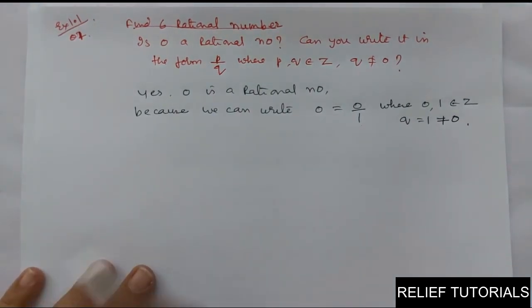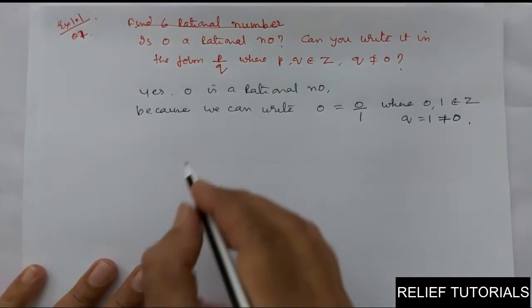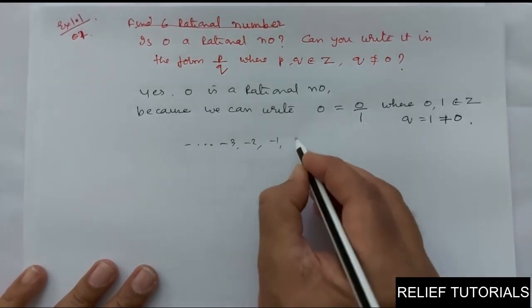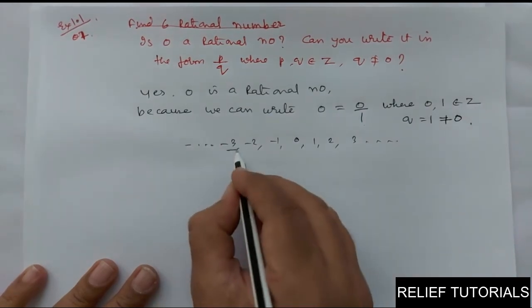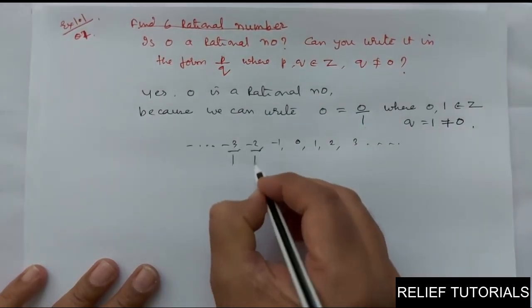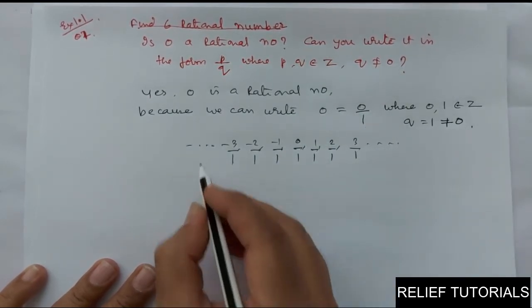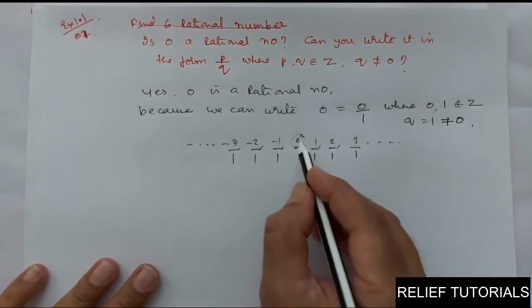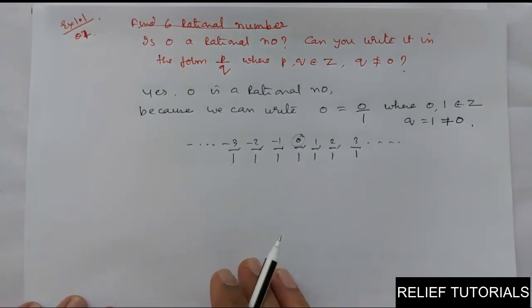0 is an integer and all integers are rational numbers. Clear? So 0 is also an integer. I told you, all integers, dot dot dot minus 3, minus 2, minus 1, 0, 1, 2, 3, these are integers and they are rational numbers. Why? Because they can be written in the form P by Q, like upon 1, upon 1, upon 1. So all integers can be written in the form P by Q. So 0 is an integer, so 0 by 1 is also a rational number. Clear?